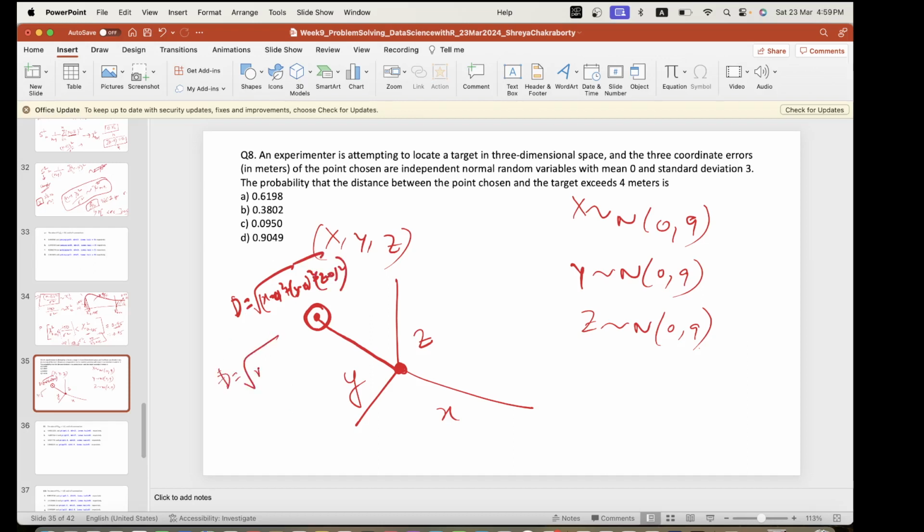So this would be root over x square plus y square plus z square. Now you know the distributions of x, y and z. You have to find out the distribution of d and then find out the probability d exceeds 4 meters.